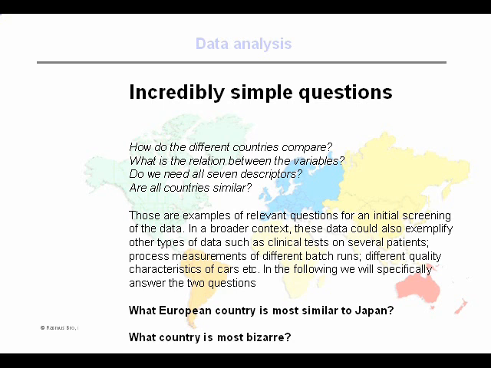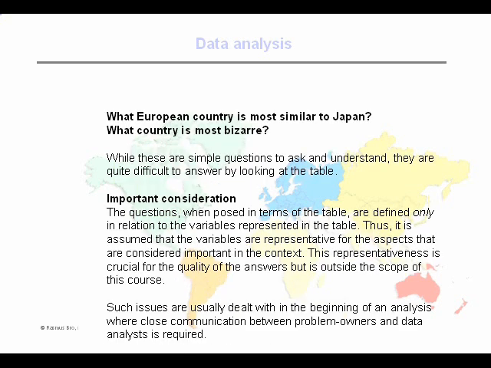Some very simple questions that one could ask for these data would be, for example, what European country is most similar to Japan? What country is the most strange one? These are very simple questions, but they're difficult to answer from the data.